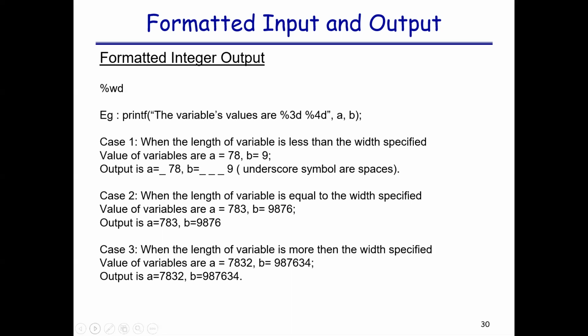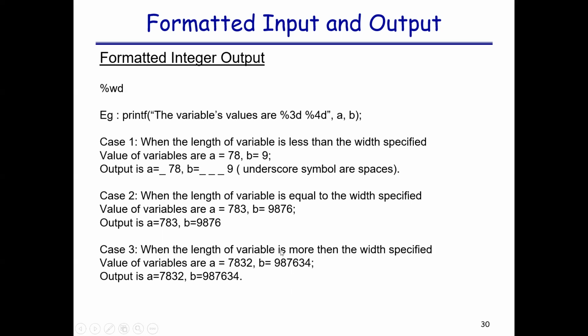Now discuss case three. When the length of the variable is more than the specified width, suppose the value is 7832 and you have %3d here, what happens? There is no confusion because this is not scanf, this is printf. In printf, no digit is discarded and no digit is ignored, which means all are printed. You have to remember such points.